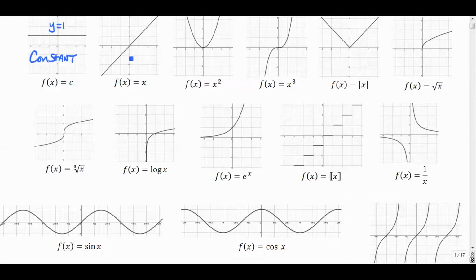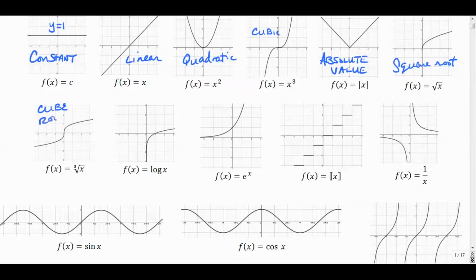But as we get over here, we have what we call our linear parent function. Here's our parabola, our quadratic function. Here's our cubic parent. Here's our absolute value. So these are all families of functions. This is our square root function. This is what it looks like normally. This is our cube root function. This is our logarithm function. This is our function where we're raising this number e to the x exponent.